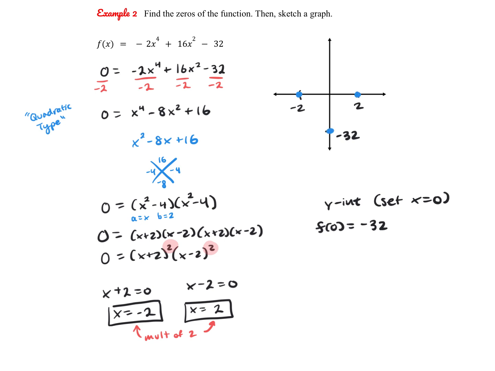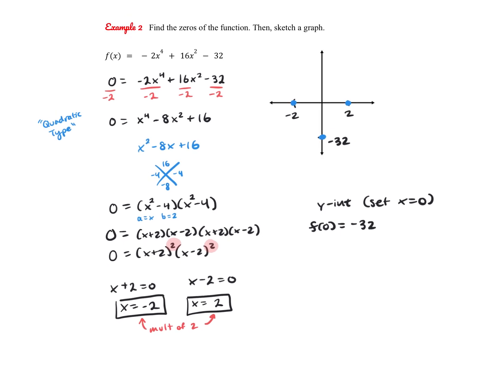Okay, let's go through the process. If you look at the original function, my leading coefficient is negative, so that tells me that the right side goes down. The degree is 4, which is even, which tells me my end behavior matches. So the left side also goes down. We know that at 2, we're going to have a touch and turn because of the multiplicity. And at -2, we will also have a touch and turn.